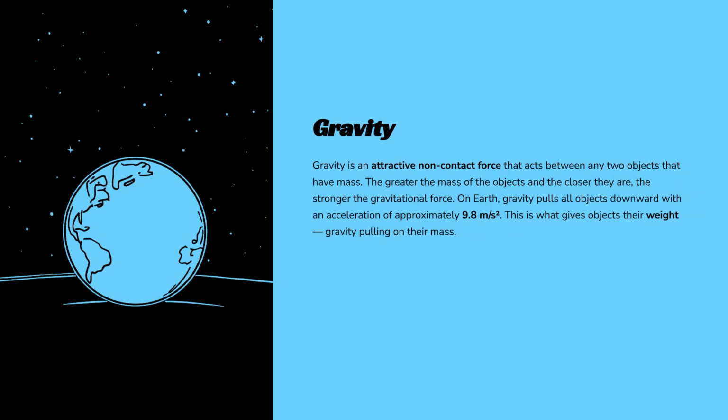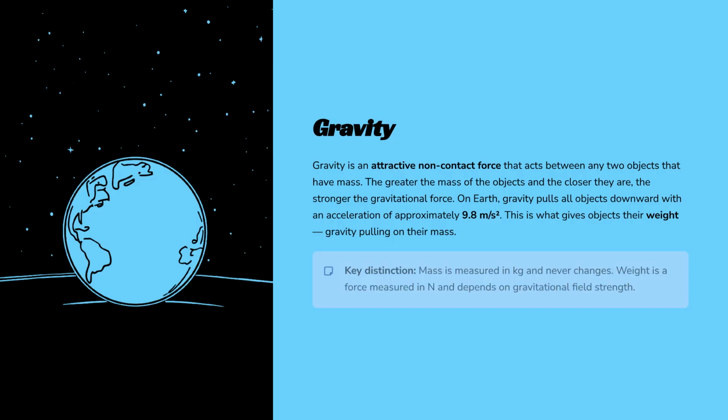Gravity is an attractive force acting between objects with mass. On Earth, it pulls objects downward. Note the key distinction. Mass is measured in kilograms and stays the same, while weight is a force measured in newtons that depends on gravitational strength.